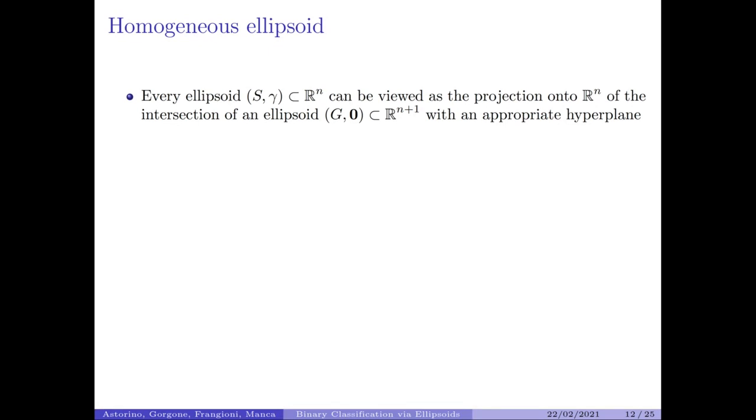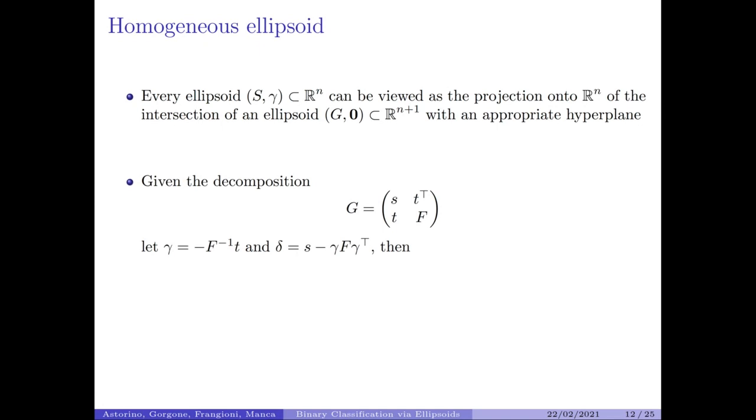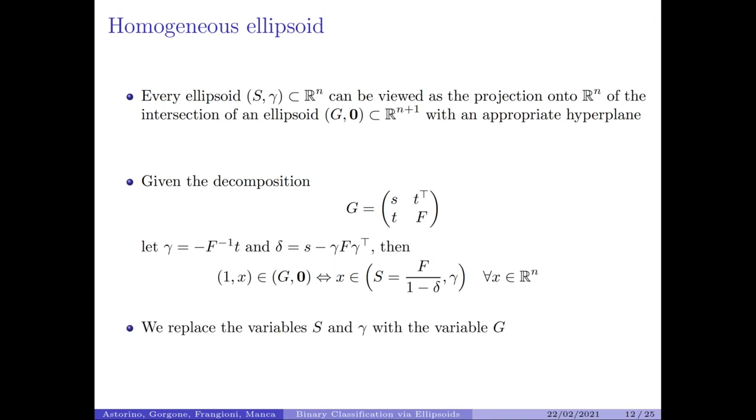Once we have the matrix G representing the ellipsoid in Rn plus one, if we decompose the matrix G as shown in the slide, and we compute the quantities gamma and delta, the following fact holds, which means that the point (1, x) in Rn plus one belongs to the ellipsoid G if and only if the point x in Rn belongs to the ellipsoid S gamma in Rn, where S is derived from the components of the matrix G. Therefore, we can replace the variables S and gamma with the variable G, and we don't have to deal with the multiplication of S and gamma anymore, because we only have G. G is an ellipsoid centered in the origin.